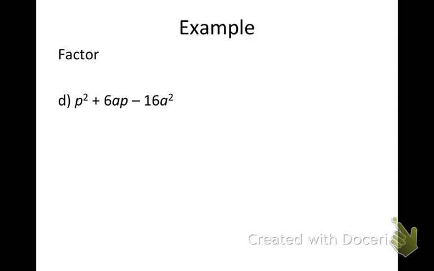p squared plus 6ap minus 16a squared. Is there a GCF between all three terms? No. Okay. So now just treat this like we've been doing with the rest. Yes, I understand there's more than one variable in here, but just kind of ignore those for now. So 1 times negative 16 is negative 16. What are factors of negative 16 that are going to get us to 6? Negative 2 and positive 8. I like that, because negative 2 and 8 gets us to 6.